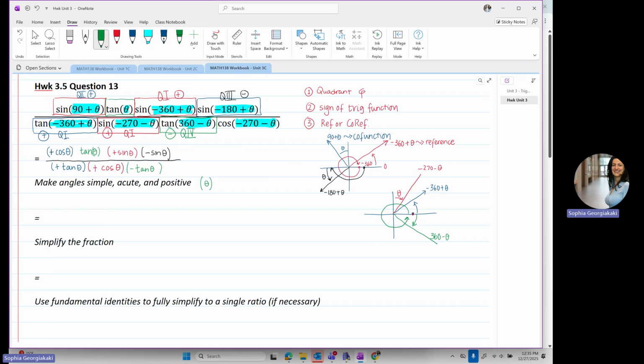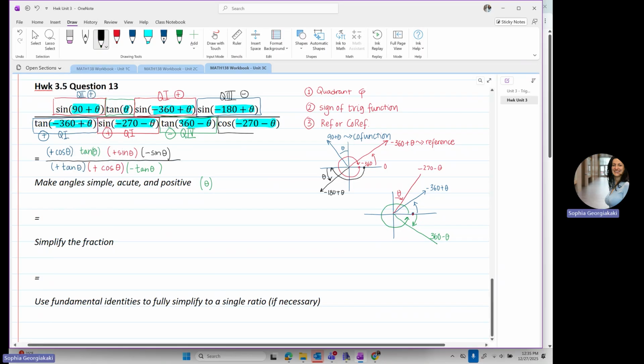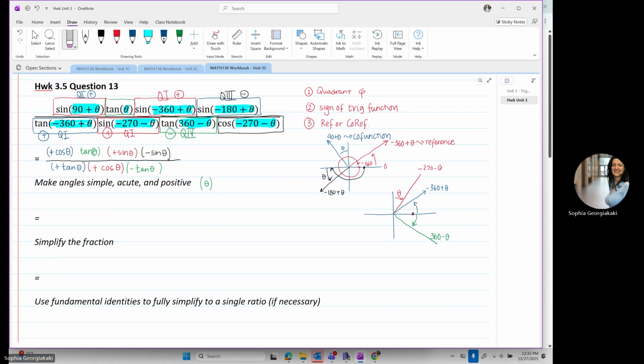Our last angle is negative 270 minus theta. The angle negative 270 minus theta. I found it before, but let's try this again. I'm going to start at 0. I'm going to go negative 270, and then I'm going to keep going negative theta. So negative 270 minus theta is in quadrant 1.